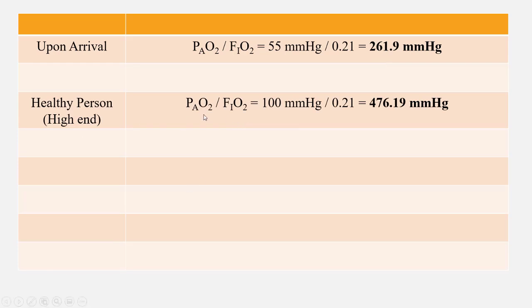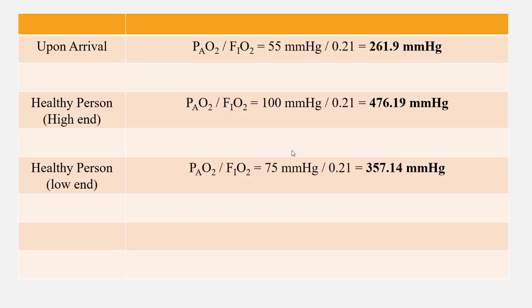So at the higher end of this range, this ratio, 100 divided by 0.21, is 476.19. And on the lower end of that still healthy person, at 75 divided by 0.21, 357.14. In each of these examples, this ratio is much higher than Jamie's. So that's the whole point of question number 9. And it's something, if you think about it logically, that does make sense.